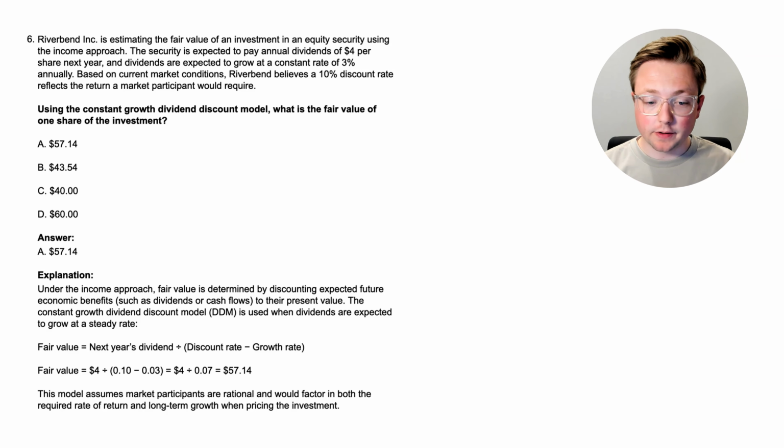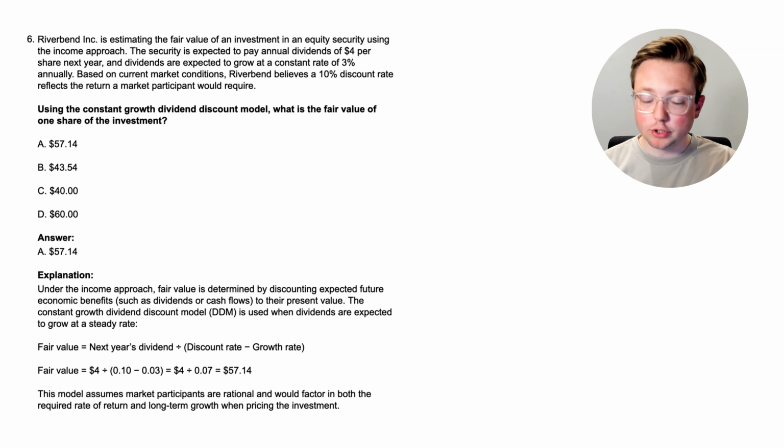So we go down here to figure out the fair value. $4 divided by 0.1 less 0.03. So that's $4 divided by 0.07, and that gives you $57.14 of fair value for one share of the investment. This model assumes market participants are rational and would factor in both the required rate of return and long-term growth when pricing the investment. The main thing I want you to learn here is that with the income approach, you are trying to figure out the fair value based on the expected future economic benefits, such as dividends or cash flows. And in this case, we're using the DDM, the dividend discount model, to figure that out.